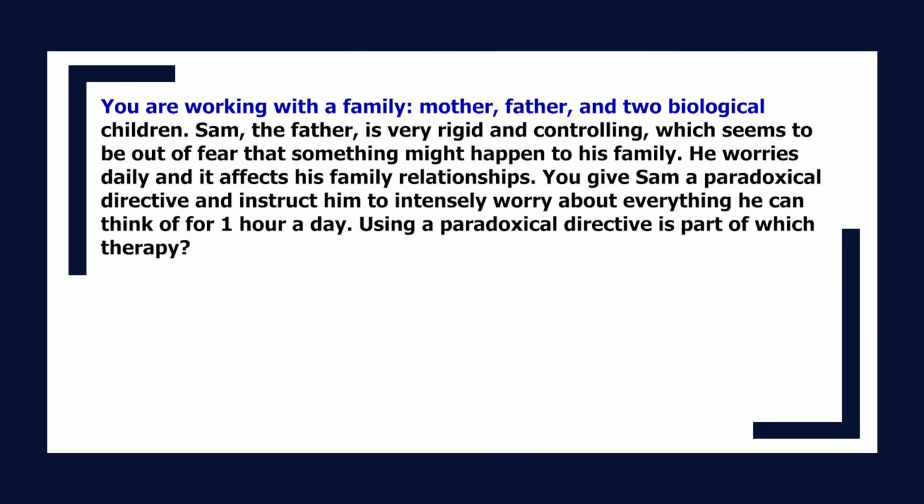You are working with a family, mother, father, and 2 biological children. Sam, the father, is very rigid and controlling, which seems to be out of fear that something might happen to his family. He worries daily, and it affects his family relationships. You give Sam a paradoxical directive and instruct him to intensely worry about everything he can think of for 1 hour a day. Using a paradoxical directive is part of which therapy?